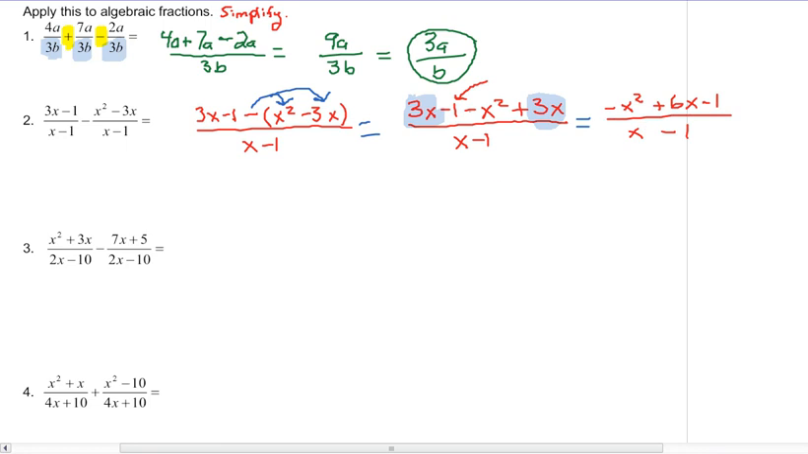So we combined all of our like terms. The only ones that we really could combine were 3x and 3x. Write it out, and then you can circle it, and that's it. That's your final answer.